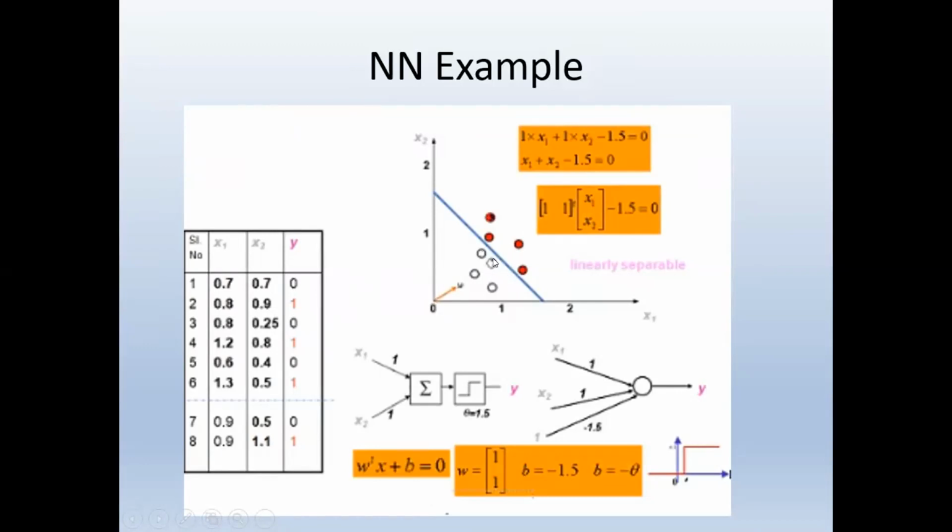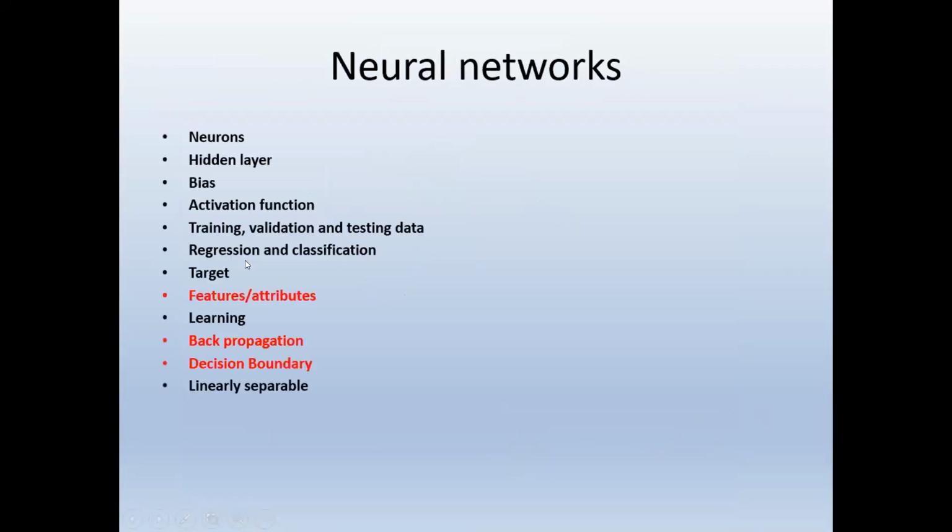By looking at this data set, you can clearly draw a straight line between these two classes. You can see this blue line is the straight line separating these two data sets. So what is the inference from that? The inference is that this data set is linearly separable. That's why I come to the terminology decision boundary and linearly separable.